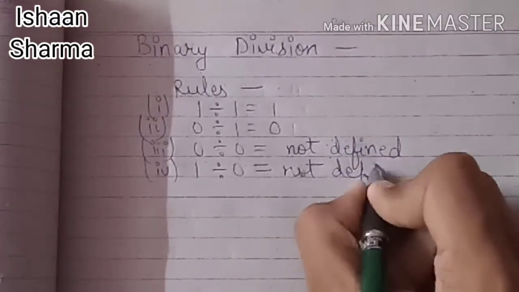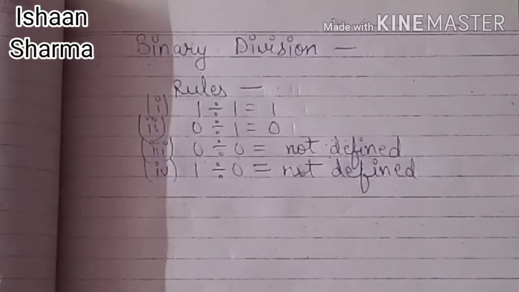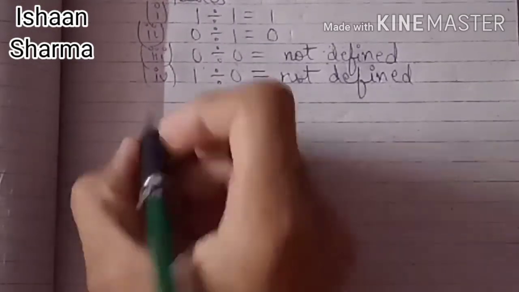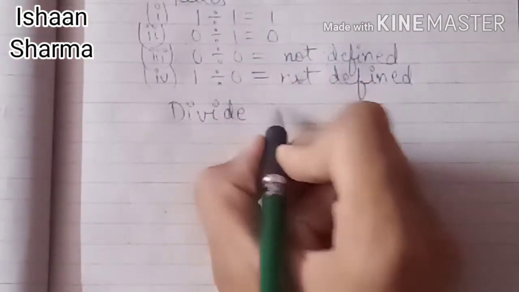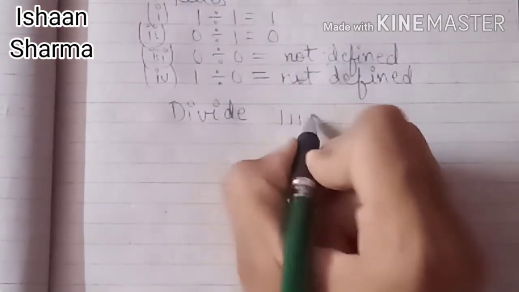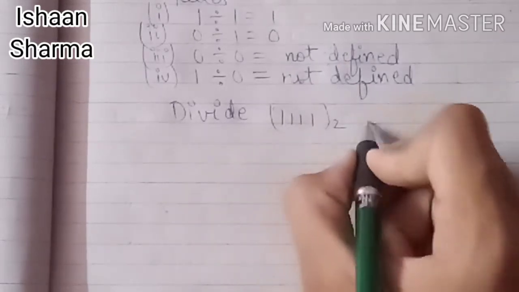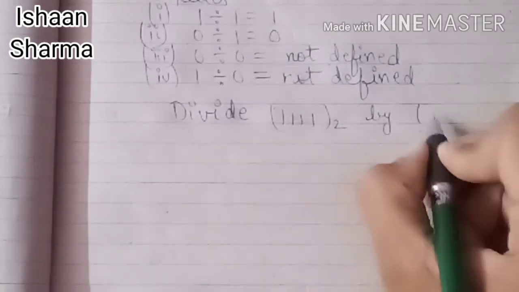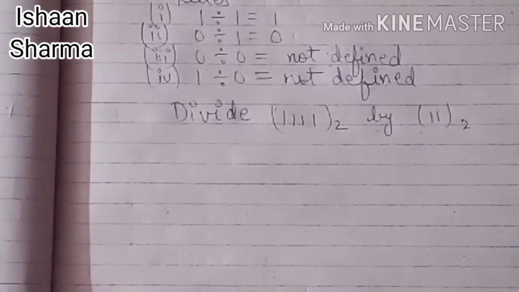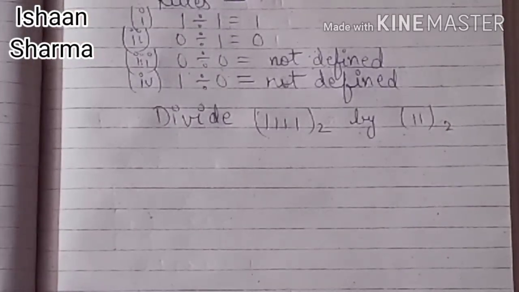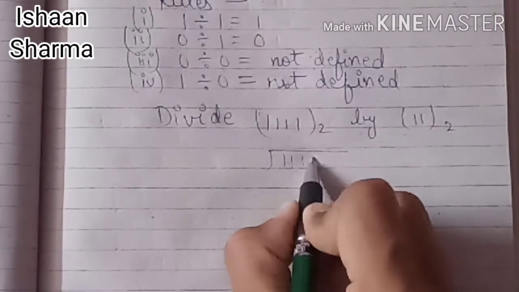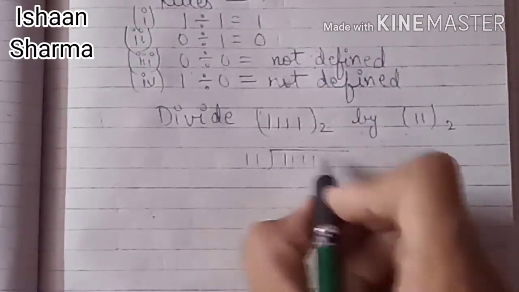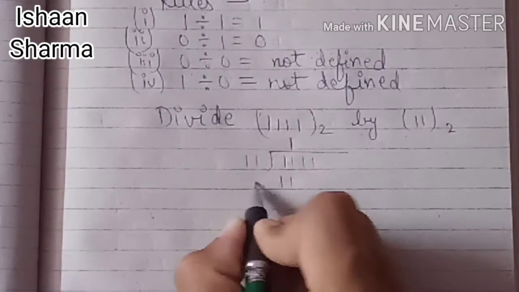Okay, let us do our last example. Divide 1 1 0 1 1 by 1 1 (base 2). Okay, 1 1. So 1 times 1 1 is 1 1, we all know that.